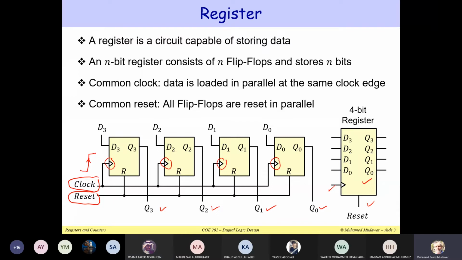But this is simple. All I have to do is, if I connect the Q output back to the D input, does it change the output Q? Let me repeat the question. If I connect the Q output back to the D input, does it change the output Q?